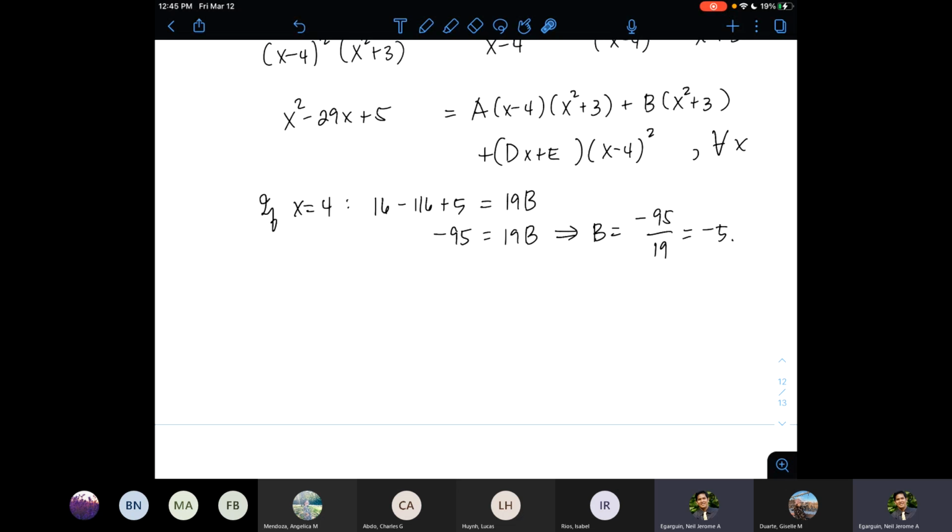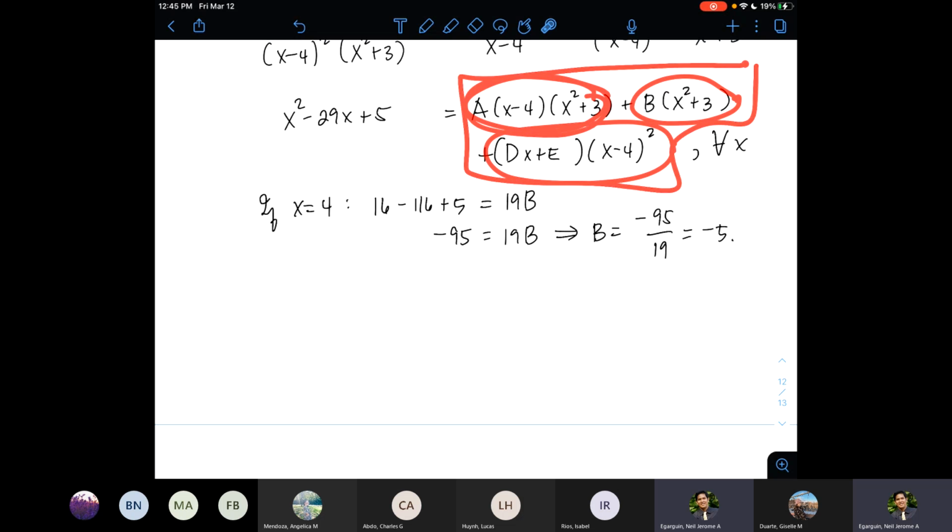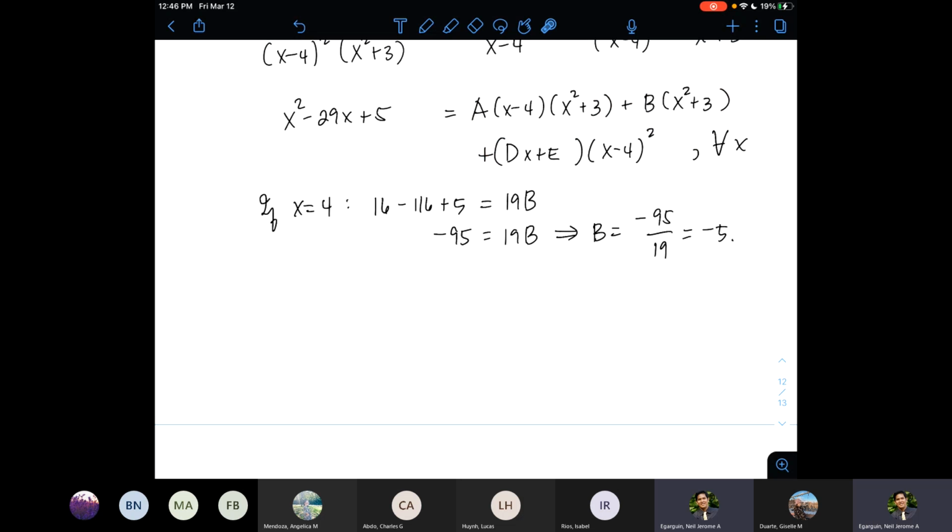So if you run out of good values for x, then another way to do it is to carry out all the multiplications here. So multiply this thing out, multiply these guys out, multiply this, and then add them up together. So basically what I'm trying to say here is you expand the right-hand side. Then the next thing is to collect all the coefficients of x cubed, all the coefficients of x squared, all the coefficients of x, and all the constants.